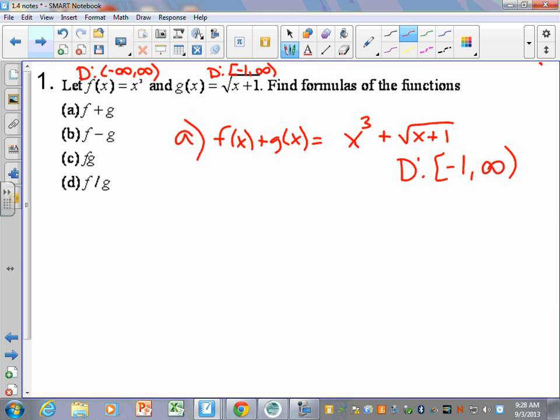If I subtract these, you agree again, I'm not going to be able to do anything. It's just going to be subtracting x cubed minus the square root of x plus 1. And my domain is still going to be the same.